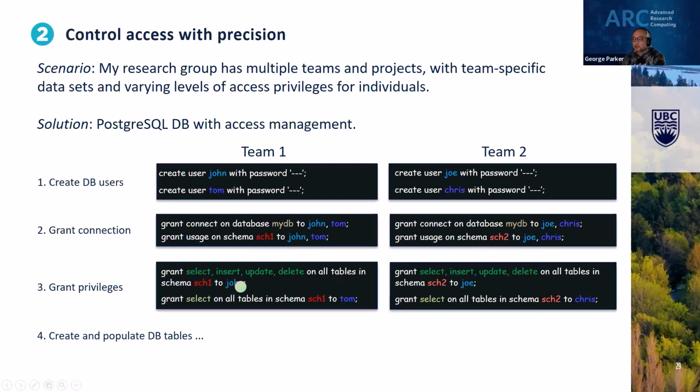Then in team 1, I gave John read and write access to all the database tables in this schema. So this person can read and write, and Tom has read-only power. Similarly, Joe can read and write, and Chris can only read. So up to here, I've set up the accessibility. Now I can go ahead and create my database and insert my data.